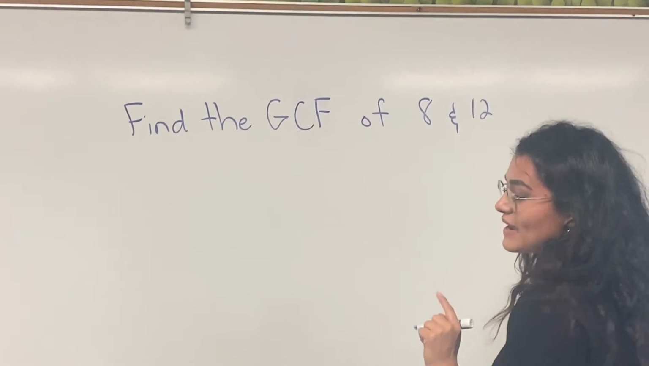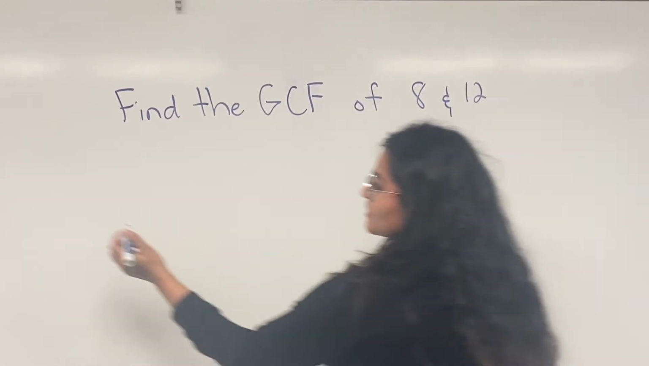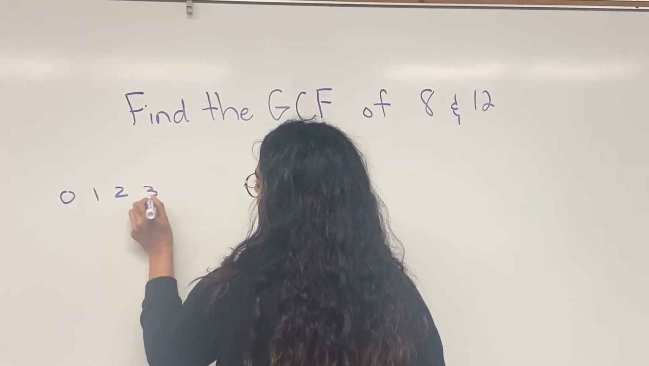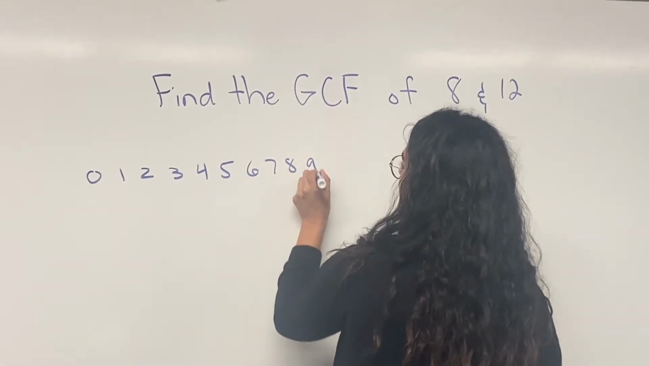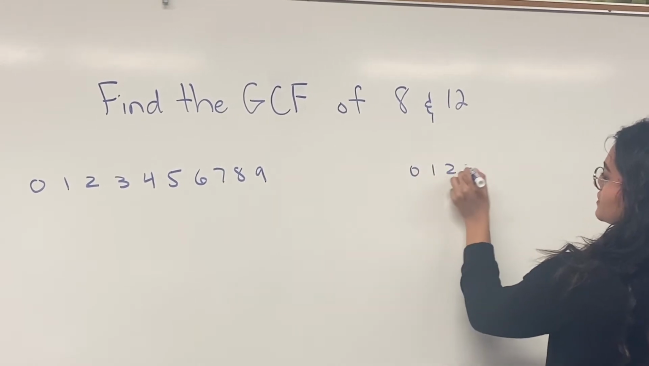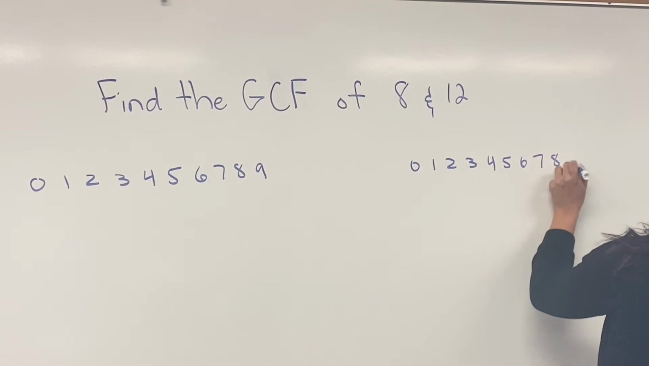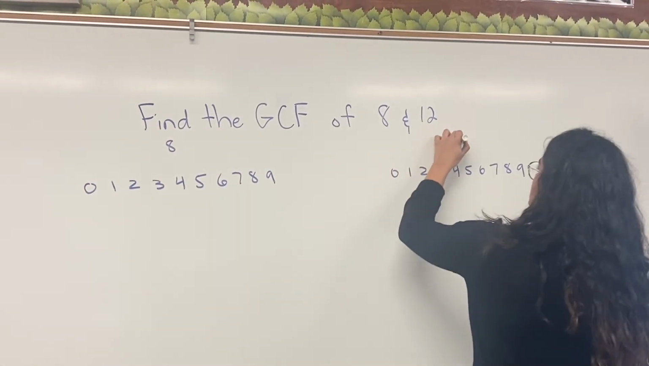So I have to write out my base 10 digits, and I'm going to do it for each of my numbers. So I'm going to do a line over here: 0, 1, 2, 3, 4, 5, 6, 7, 8, and 9. And then I'm going to write it over here: 0, 1, 2, 3, 4, 5, 6, 7, 8, and 9. So I'm going to start with my 8, and I'm going to write with my 12 over here.